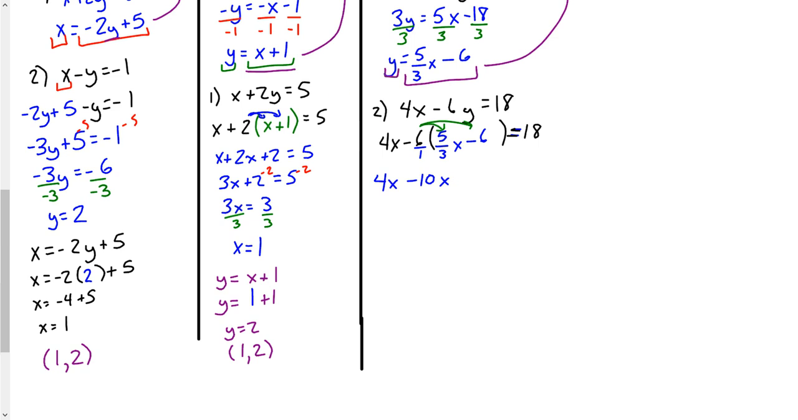Now I can do that on the side. Just reminding, -6/1 multiplied by 5/3 means I have -30/3, which gives out -10. Our fraction skills cannot go to the wayside. Last thing, negative 6 times negative 6 is positive 36. Let's see, combining like terms, 4x subtracting 10x is negative 6x.